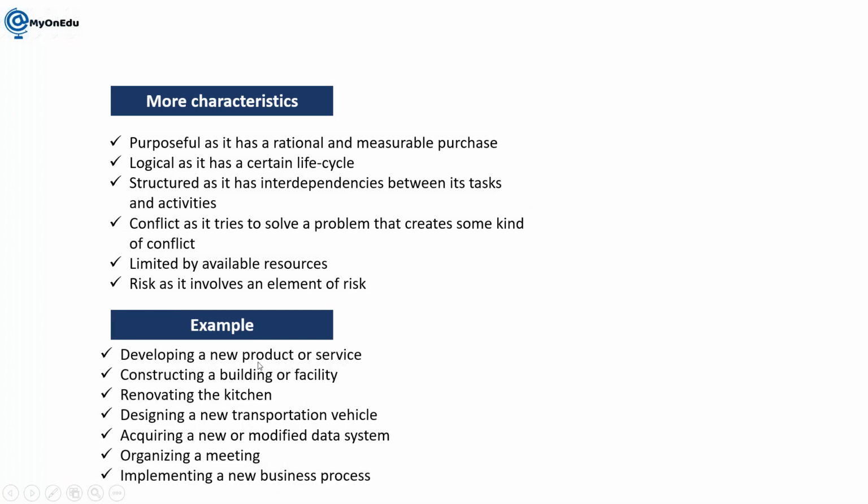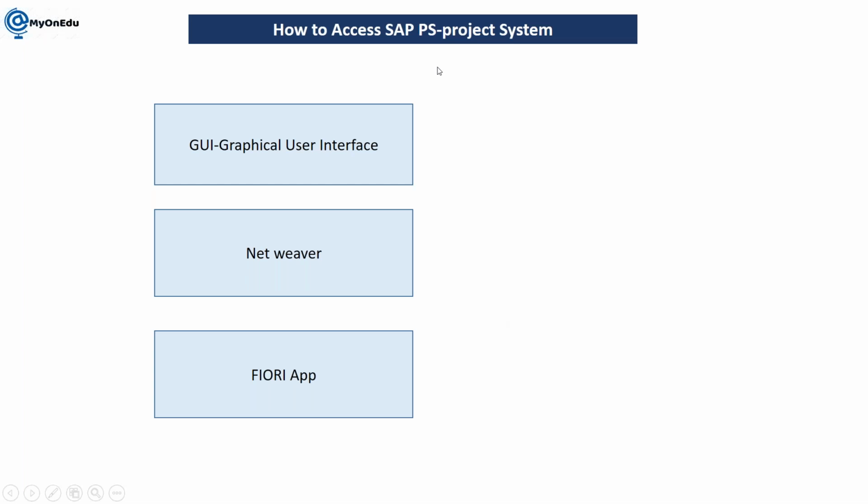And finally, examples: developing a new product or services, constructing a building or facilities, renovating the kitchen. These are all examples of projects. Now coming to the system side, how we can access SAP to execute the transaction.